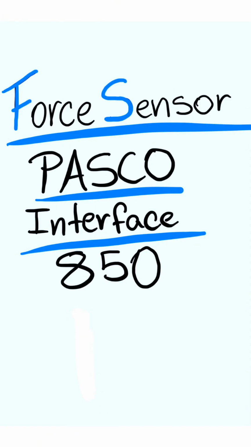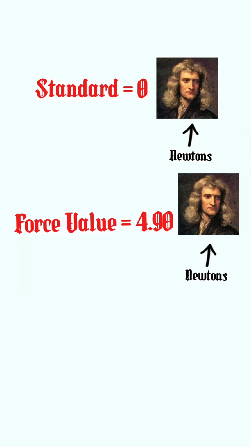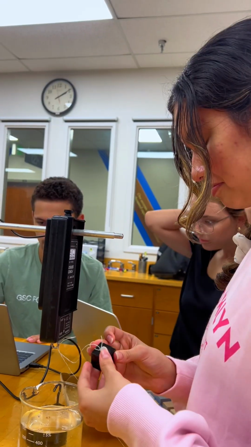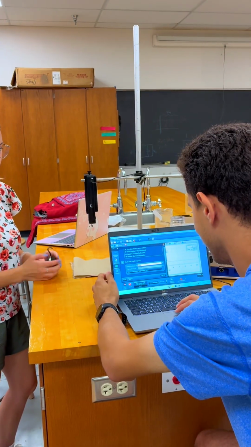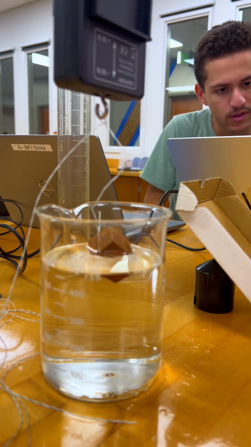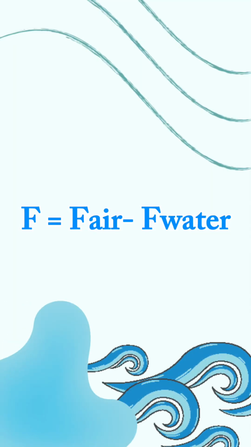The purpose of activity 1 is to set up the apparatus needed to calculate the buoyant force using the force sensor and Pasco 850 interface to the force motion sensor, and then calibrate it, setting the standard to 0 newtons and the force value to 4.90 newtons. Then we measured the masses of the cubes and converted that to kilograms. We mounted the cubes on a string and measured the force acting on them in the air using the force sensor. We then found the force acting on them in water using the same force sensor and calculated the buoyant force by subtracting force of air minus force of water.